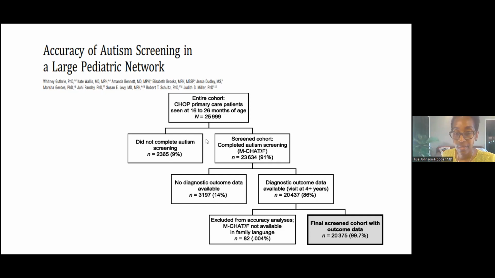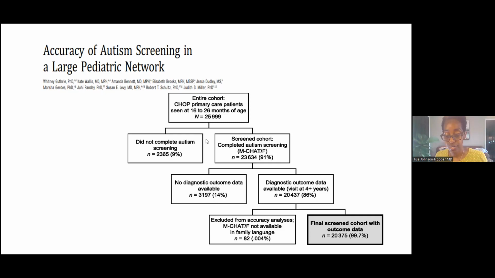for those children who screened at risk for autism. This study, Accuracy of Autism Screening in a Large Pediatric Network by Guthrie et al., was done at CHOP, and it looked at the accuracy of universal screening in the real-world primary care setting and diagnostic outcomes for children, so not just the ones who screened positive on the MCHAT. They included all children with a well visit between 16 and 26 months at CHOP's network of primary care practices who screened for autism using the MCHAT. The cohort included just under 2,600 children.